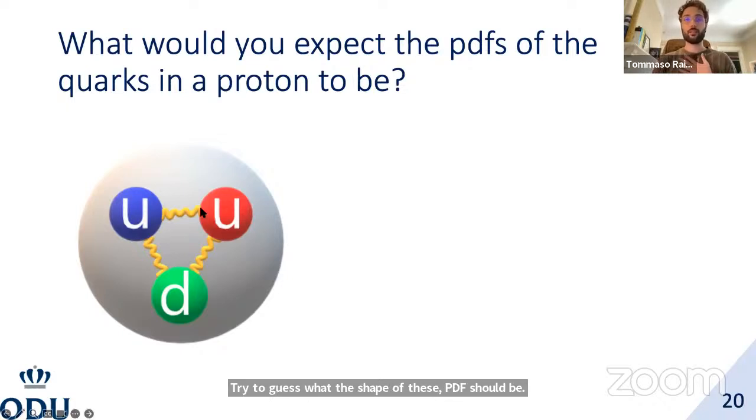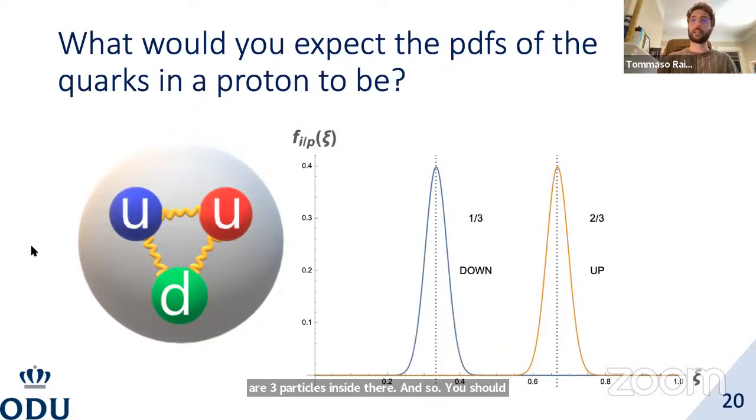Assuming that flavor symmetry is exact, and suppressing quantum mechanics in a sense, you just say the proton is just 2 up quarks and 1 down quark. Then if you assume that each one of these balls carries the same fractional momentum of the target, each one should have 1/3 of it, because there are 3 particles inside there. And so you should expect your PDF as a function of the fraction to be something like this: for the up quark peaked at 2/3, because I have 2 up quarks, each one carrying 1/3 of the momentum, and the down quark at 1/3 because I have only 1.